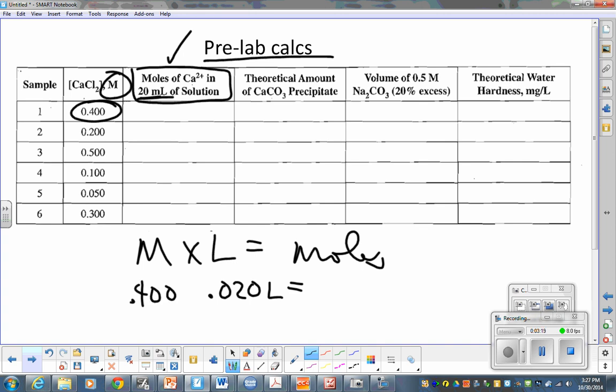0.400. And I'm going to multiply that. Ultimately, I'm going to get 0.0080 moles of Ca2+. So I would put 0.0080 there. First one's done.